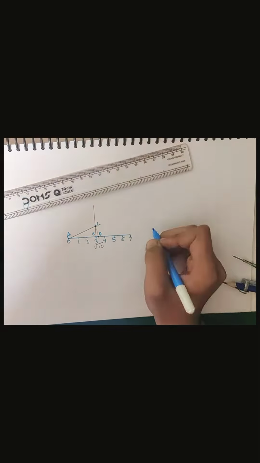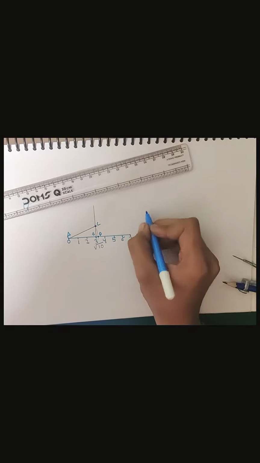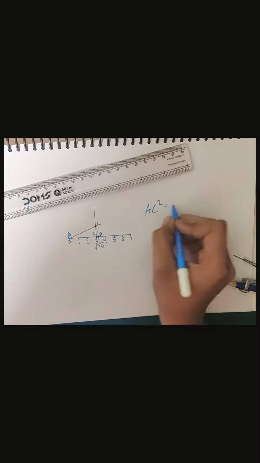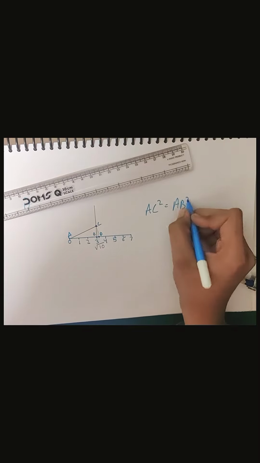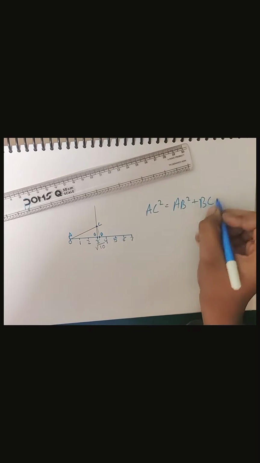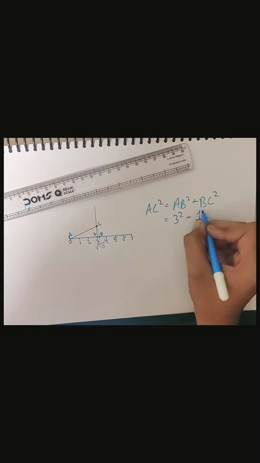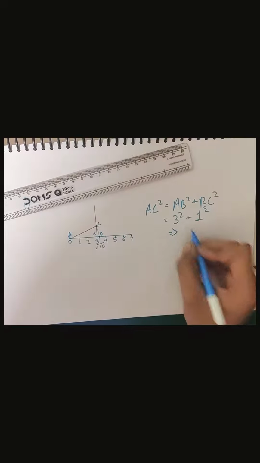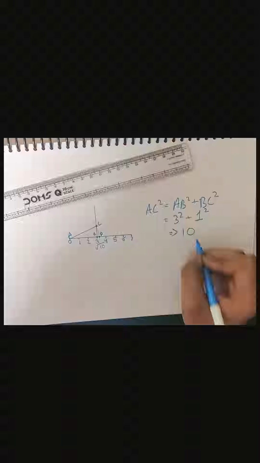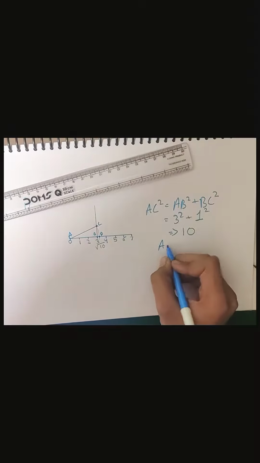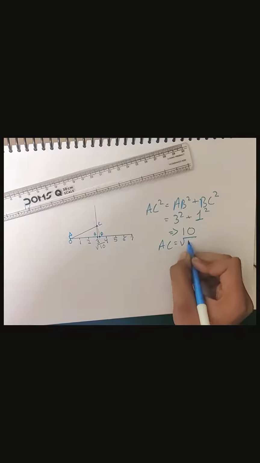Now you have to write on the answer sheet AC square equals AB square plus BC square equals 3 square plus 1 square, which equals 10. So AC equals root 10.